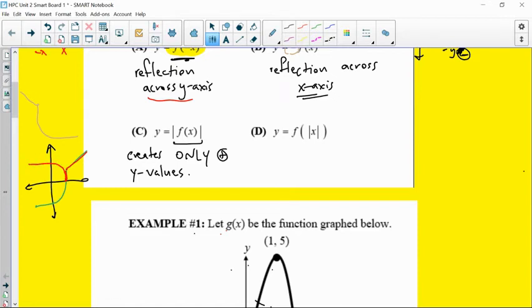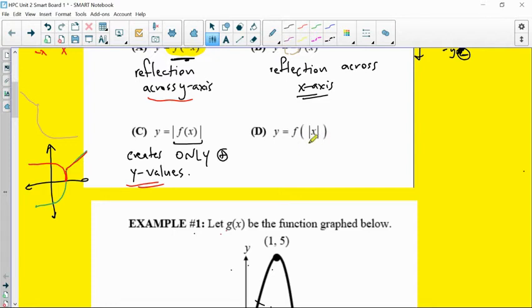So the x's don't change, it's just the y's. So it creates only positive y values. But if the y values were already positive, nothing happens. So it's not a reflection. You're not changing positions, you're just creating behavior of only positive y values.